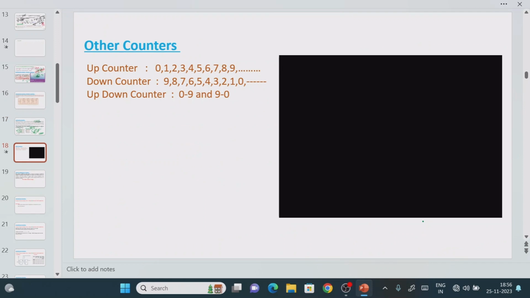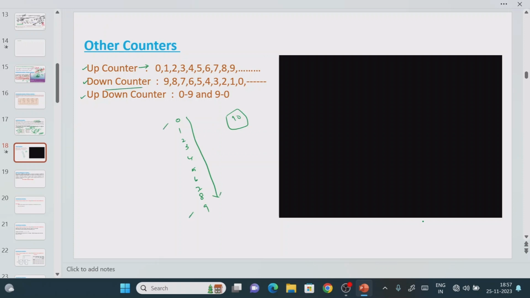Then we have some more types of counters. One is called the up counter, another is called the down counter, and another is called the up-down counter. If you see this example, an up counter is, suppose the numbers are 0, 1, 2, 3, 4, 5, 6, 7, 8, 9. If you are designing a 10 count, this is how you get the up value, from the lower value to the higher value.